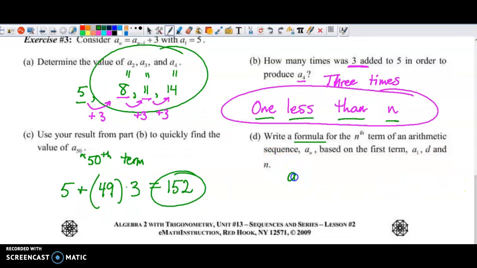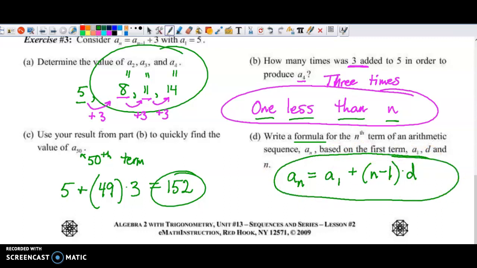If not, this is what you need to commit to memory. That a sub n, to find the nth term, you take the first term and you add to it: you subtract 1 from your term number, and then you multiply by the common difference. So make sure you circle that, put a box around it. It is super important. That's what we're going to use moving forward.